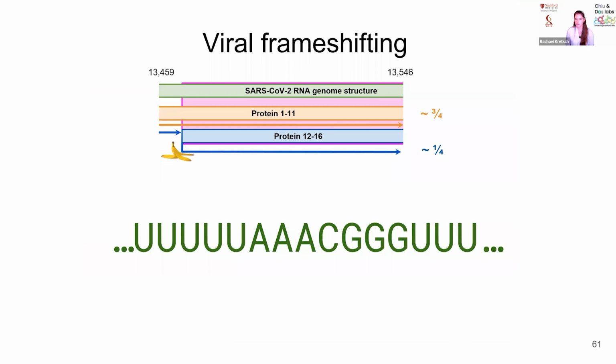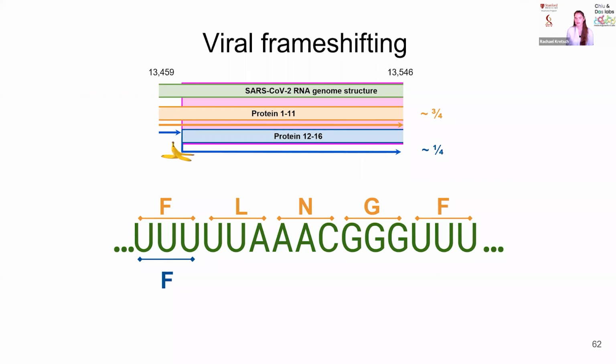All right, so let's do that. Let's translate this part of the RNA sequence. So UUU gets translated into the amino acid F, UUA to L, the next 3 to an N, then a G, then an F. So that's how the ribosome reads normally, 3 at a time.